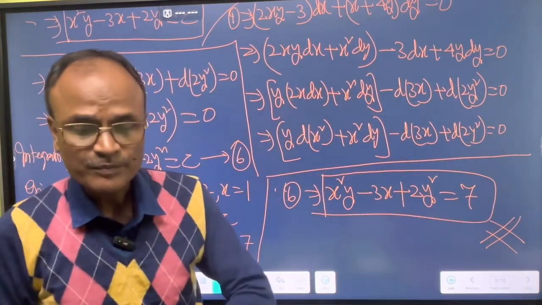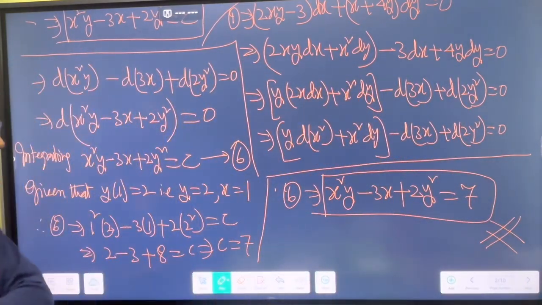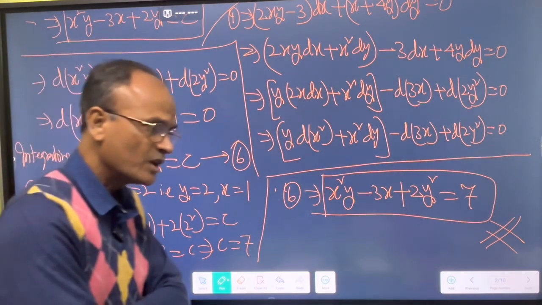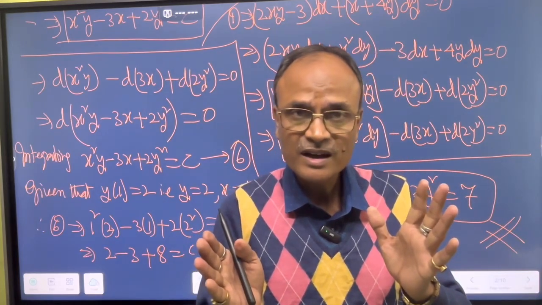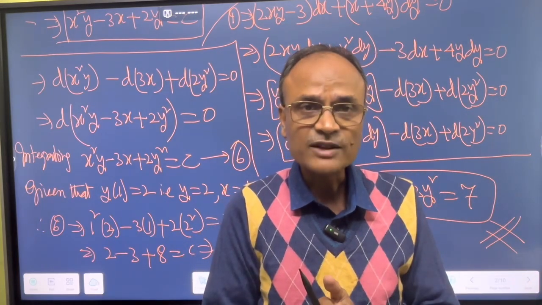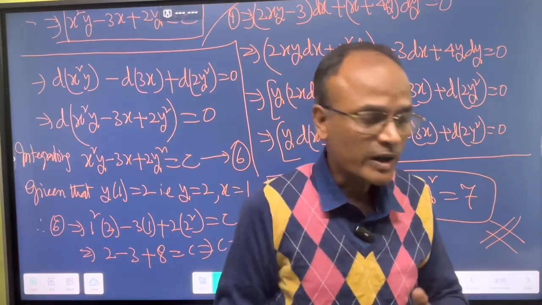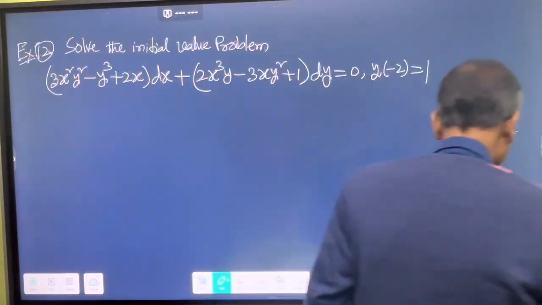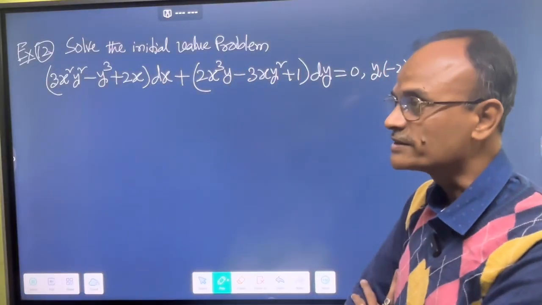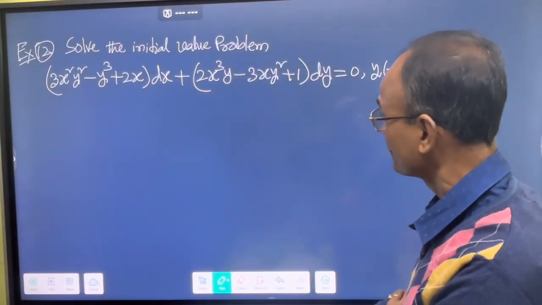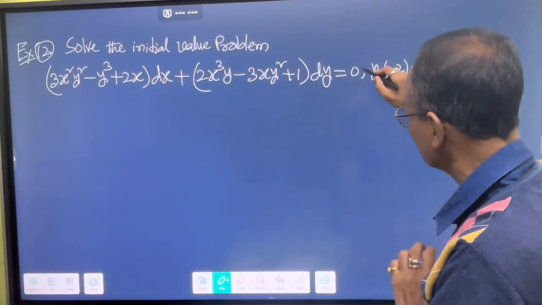Question number 11: we have solved question number 11. Let us try to solve question number 12. What is this? This is question number 12. Solve the initial value problem, y(minus 2) equal to 1.